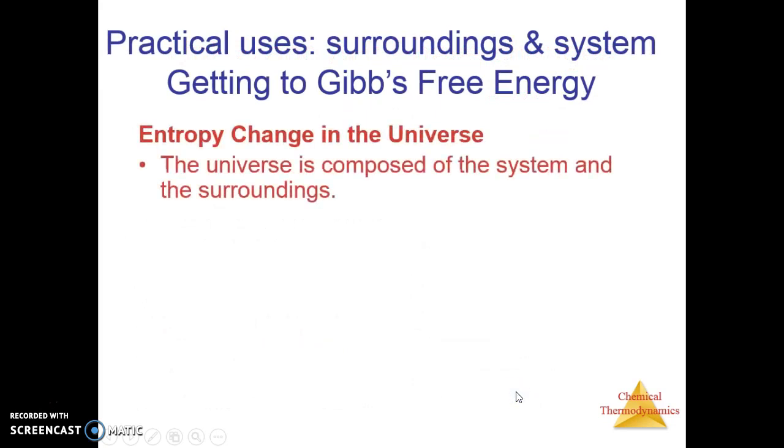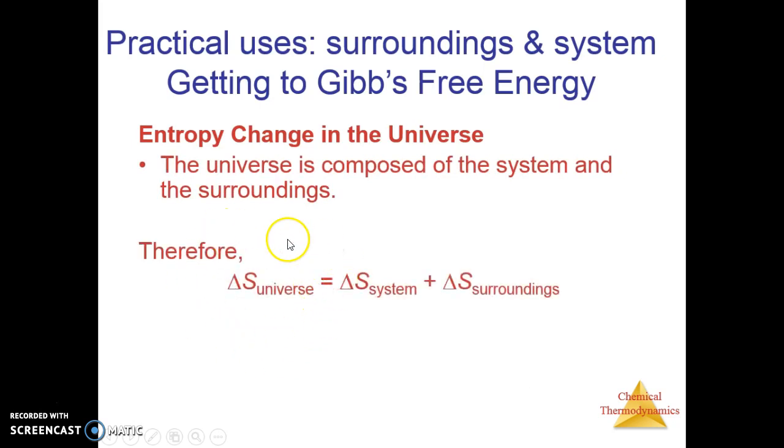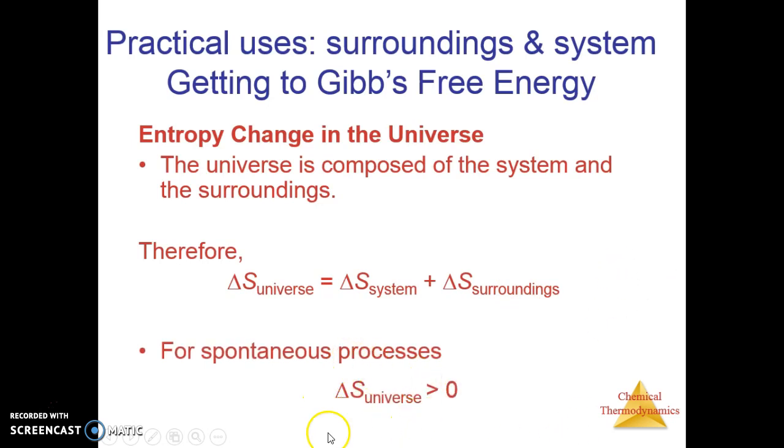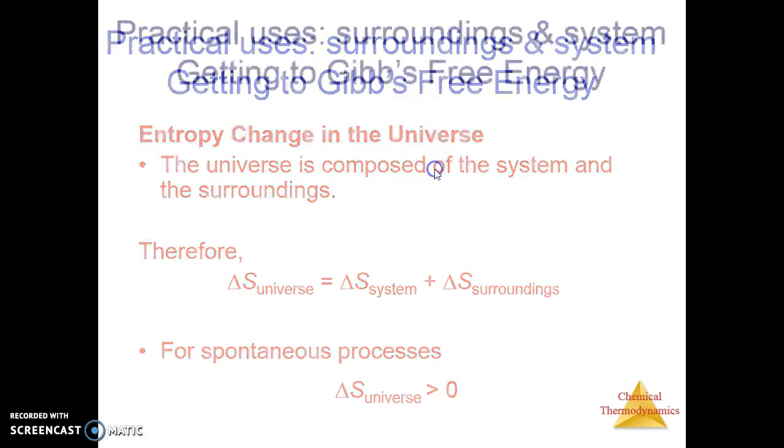The universe is composed of system and surroundings. The delta S of the universe is obviously equal to the delta S of the system plus the delta S of the surroundings. So if the system's decreasing in entropy, the surroundings must be increasing entropy and vice versa. For a spontaneous process, the delta S of the universe has to be greater than 0, because for it to be spontaneous, it has to happen automatically. You have to increase the number of microstates.